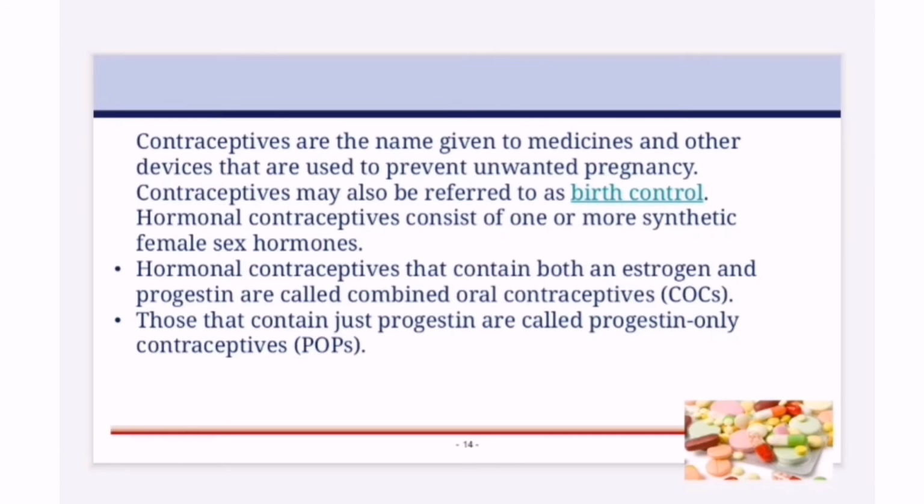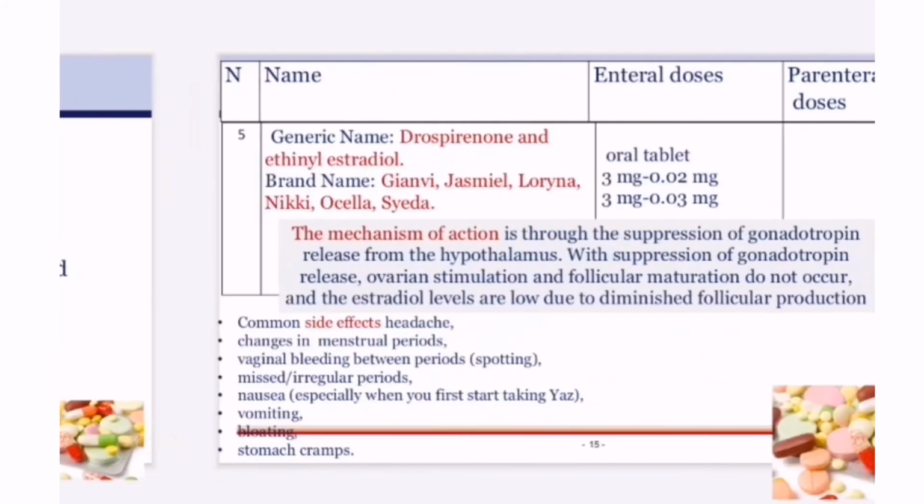Contraceptives are the name given to the medicines and other devices that are used to prevent unwanted pregnancy. Contraceptives may also be referred to as birth control. Hormonal contraceptives consist of one or more synthetic female sex hormones. Hormonal contraceptives that contain both an estrogen and a progestin are called combined oral contraceptives. Those that contain just progestin are called progestin-only contraceptives, in short POPs.